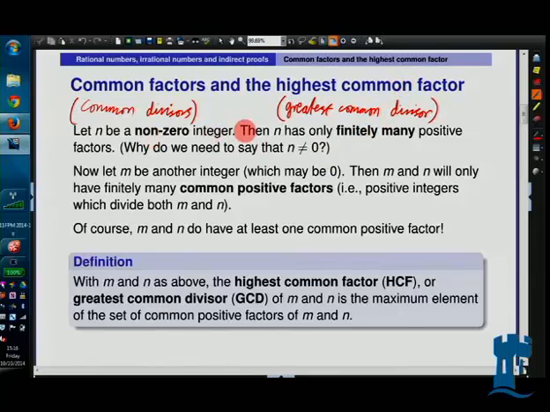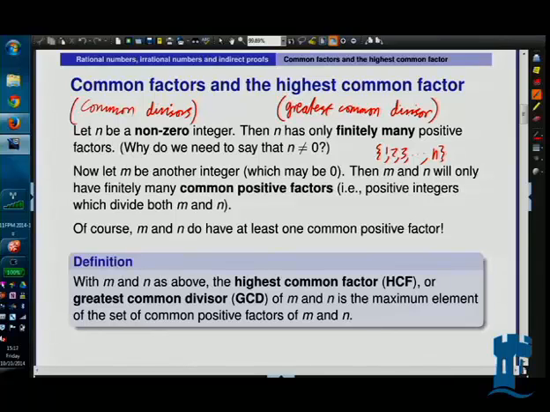Right. Now, if you take a non-zero integer, then there are only finitely many different positive factors. That's because any factor of n has to be between, you look at the numbers 1, 2, 3, up to n, and some of them will divide into n and some of them won't. But nothing strictly bigger than n can divide into n when n's a positive integer.